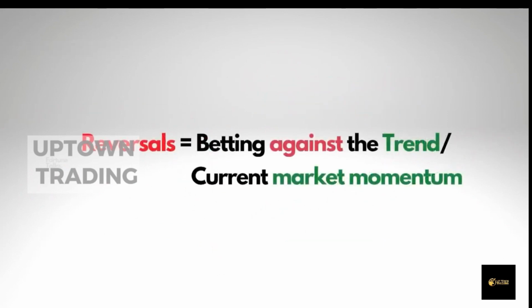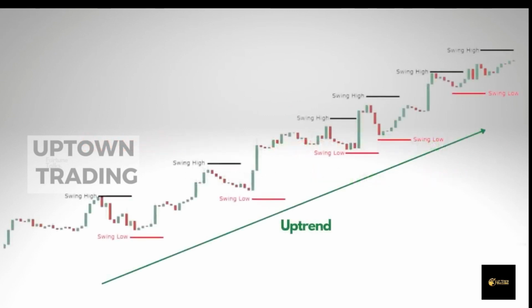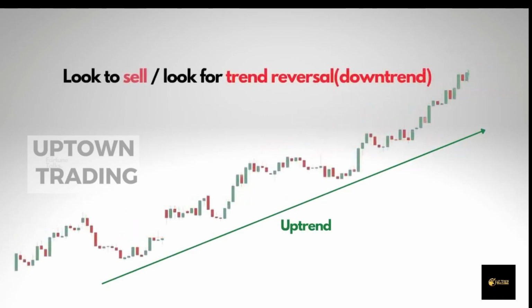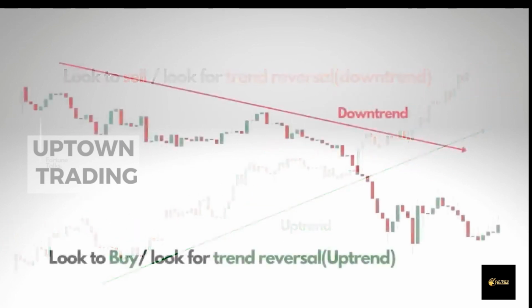So, as a reversal trader, you are in essence a counter-trend trader who is trading against the trend or the current market momentum. For example, let's say the market is in an uptrend, making a series of higher highs and higher lows. As a reversal trader, you look to sell in that uptrend. Or for example, if the market is in a downtrend, then as a reversal trader, you are looking to trade against the trend and the momentum.